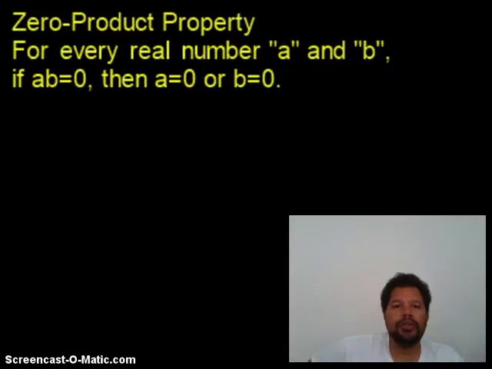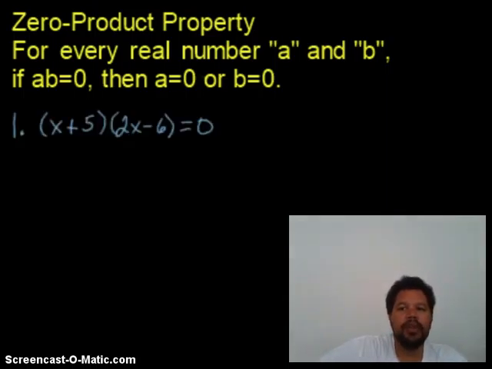Okay, today I'm going to be solving quadratic equations using the zero product property. So let's look at what the zero product property states. It says for every real number a and b, if a times b equals 0, then either a equals 0 or b equals 0, because only one of them needs to equal 0 in order for the product to equal 0. And we're going to apply this property to some quadratic equations in the form of a times b.